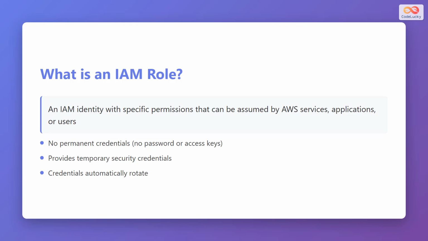An IAM role is an AWS identity with specific permissions that can be assumed by AWS services, applications, or users. Unlike IAM users, roles don't have permanent credentials such as passwords or access keys. Instead, when you assume a role, AWS provides temporary security credentials. These credentials are automatically generated and rotated by AWS, which significantly improves security. Think of a role as a hat that someone can wear temporarily to gain specific permissions, and once they're done, they simply take off the hat.